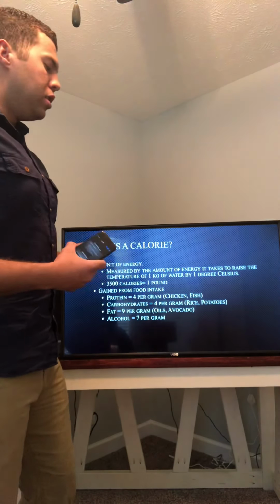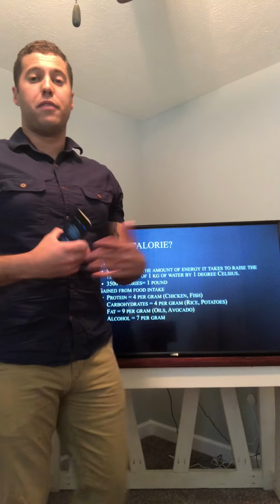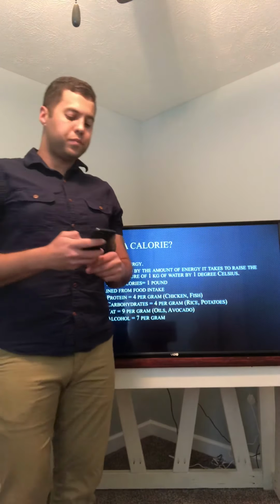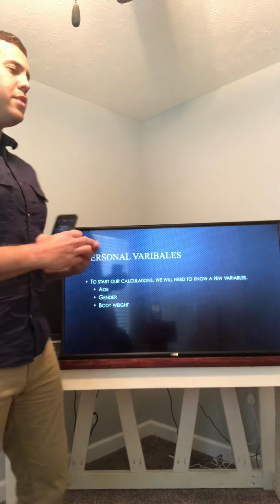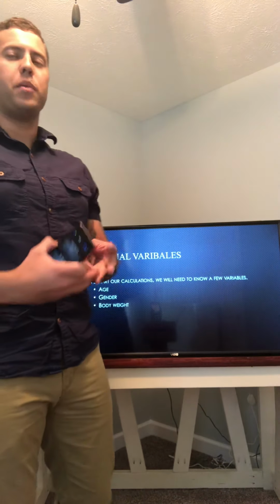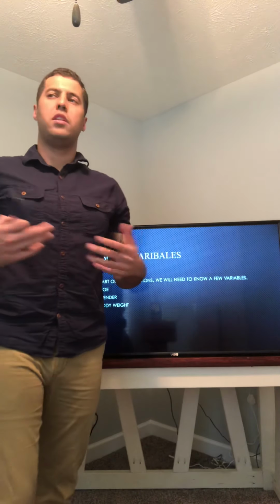All right. So now that we know what a calorie is, we need to talk about the variables that go into calculating that caloric intake. Okay. So some personal variables we need to know before we can start calculating that caloric intake are our age, for the person we're talking about, the gender, and then their body weight. All right, those are the main variables we need to know.